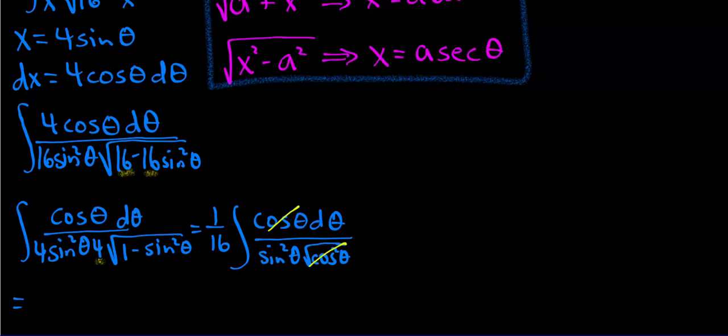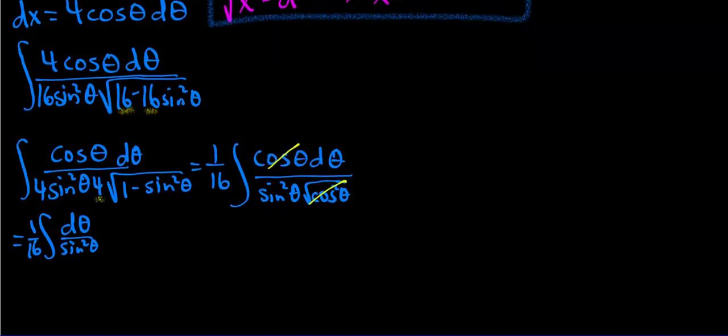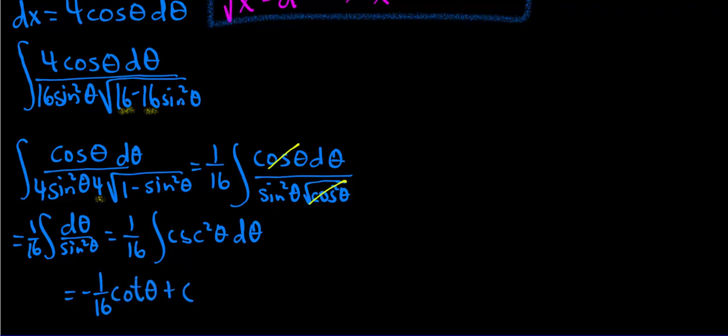And then let's see what we've got. We've got 1/16 d theta over sine squared, which is 1/16 cosecant squared. Now that is negative 1/16 cotangent.